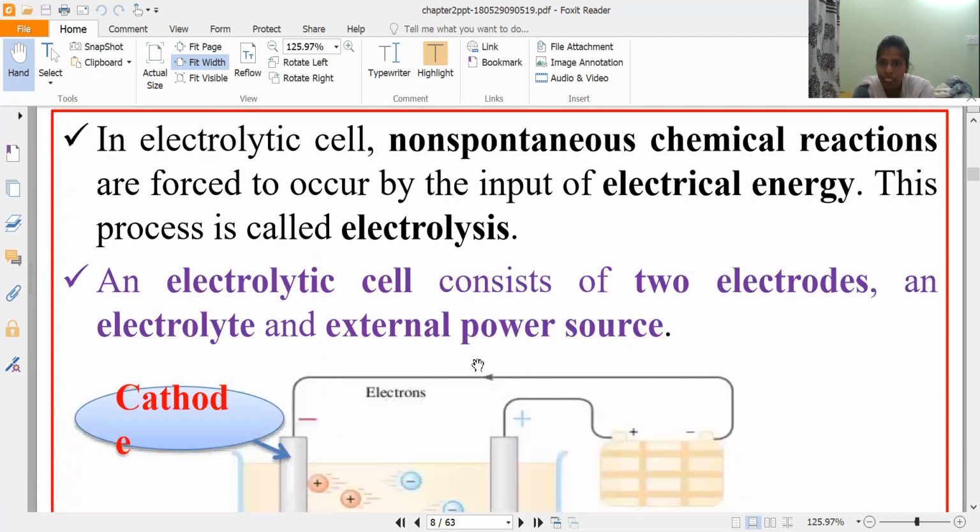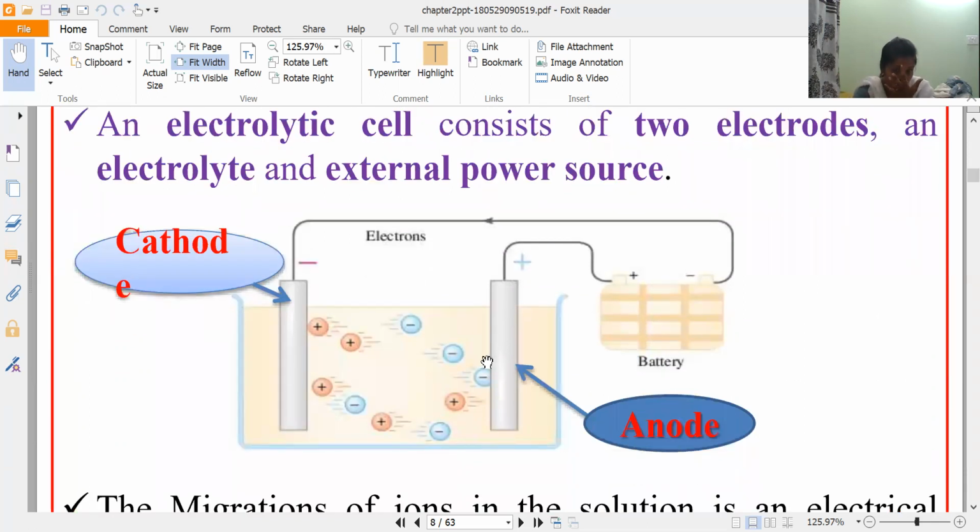An electrolytic cell consists of two electrodes, an electrolyte and an external power source. So what are the things present in an electrolytic cell? It is having two electrodes, one electrolyte and an external power source. So this is the diagram for the electrolytic cell. We have only one container in the electrolytic cell. These are the two electrodes, anode and cathode here. Anode is having positive charge, cathode is having negative charge. Now the two electrodes are connected with the help of a battery.